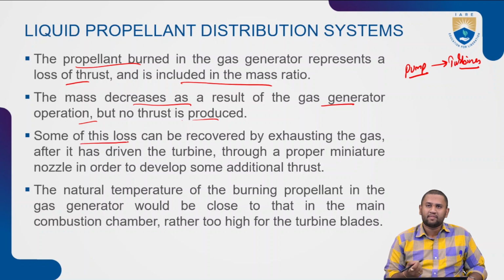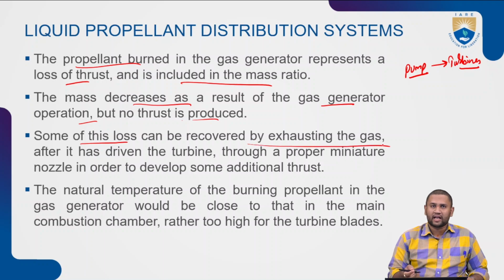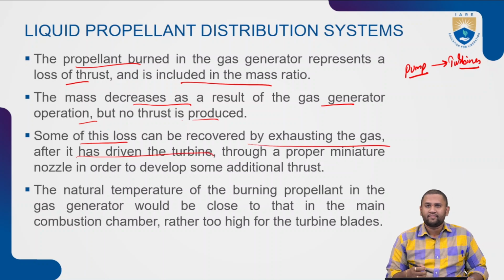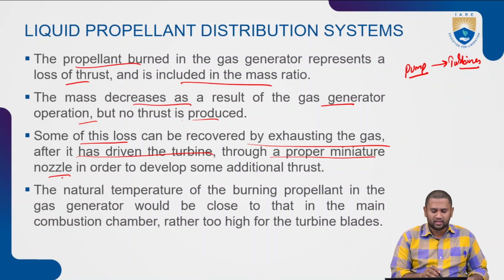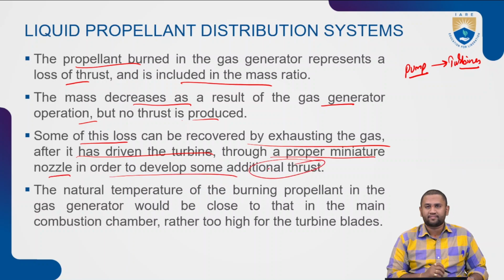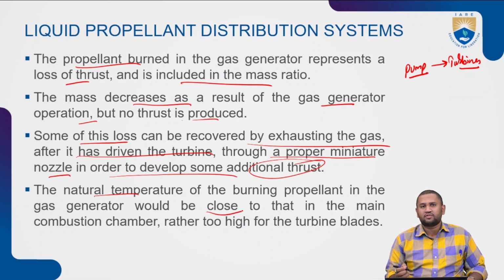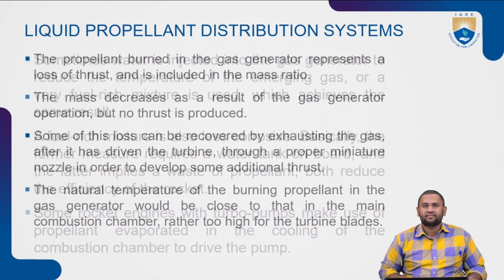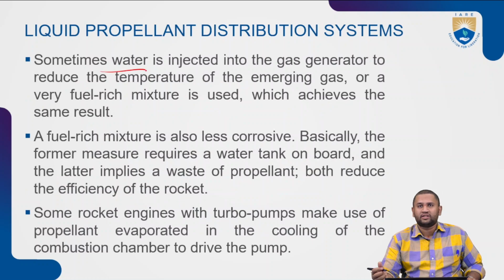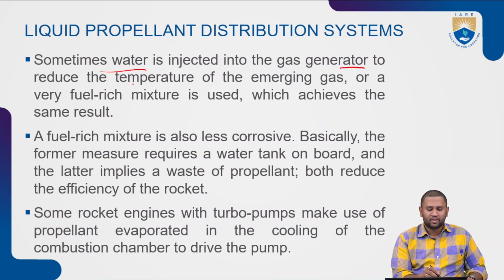Now, some of this loss can be recovered by exhausting the gas, after it has driven the turbine, through a proper miniature nozzle in order to develop some additional thrust. The natural temperature of the burning propellant in the gas generator would be close to that of the main combustion chamber, but too high for the turbine blades. Sometimes water is injected into the gas generator to reduce the temperature of the emerging gas, or a very fuel-rich mixture is used, which achieves the same result.